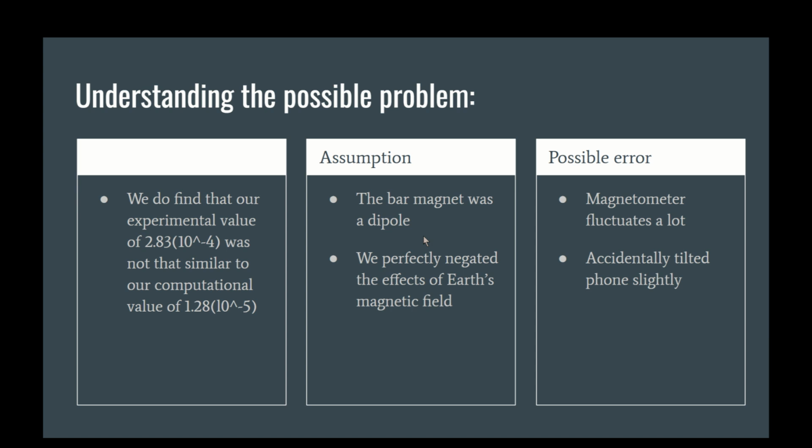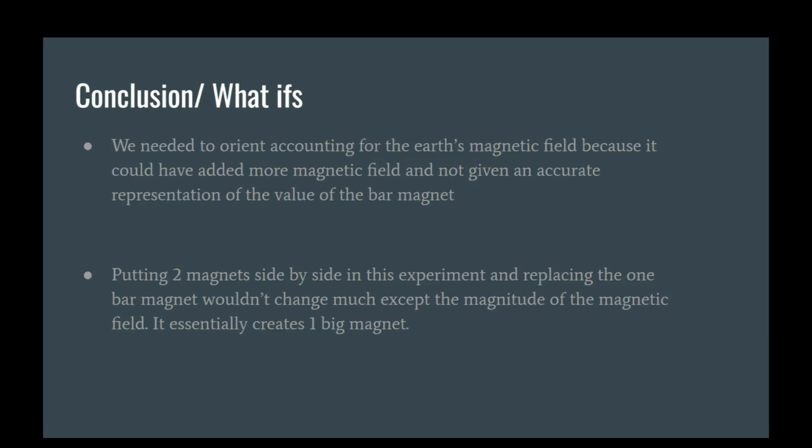So some conclusions and what-ifs. We needed to orient accounting for the Earth's magnetic field because it could have added more magnetic field, meaning we could have not given an accurate representation of the value that the bar magnet was actually adding to our B net. Another question we had is, if we put two magnets side by side, what would change?